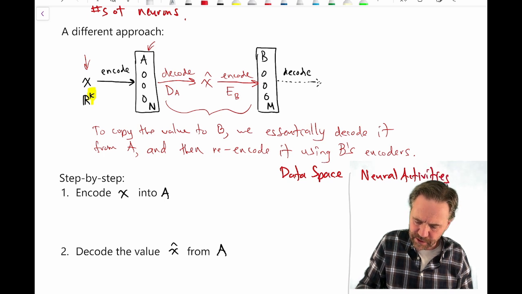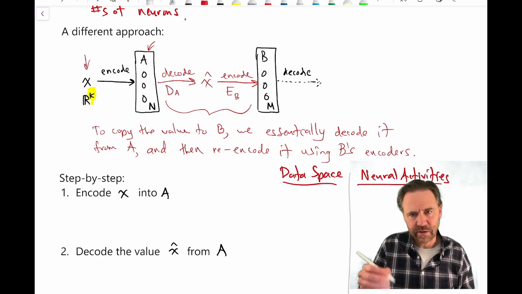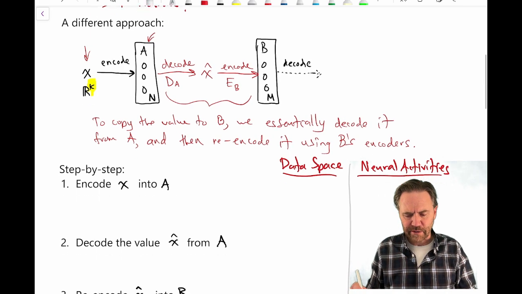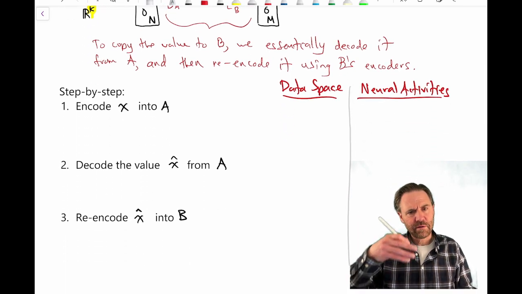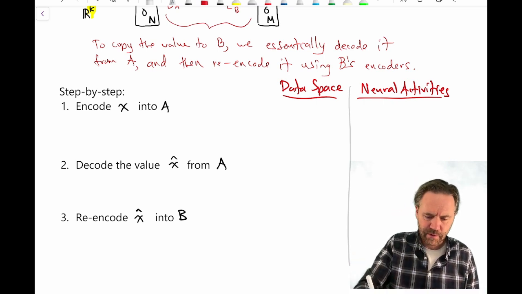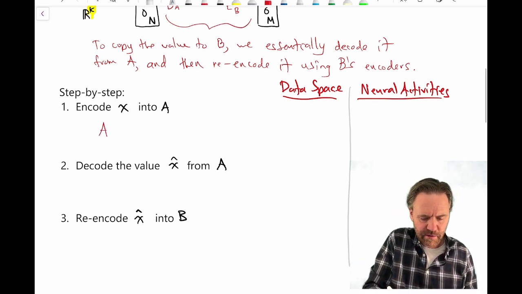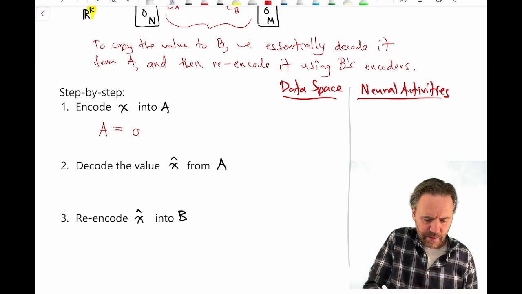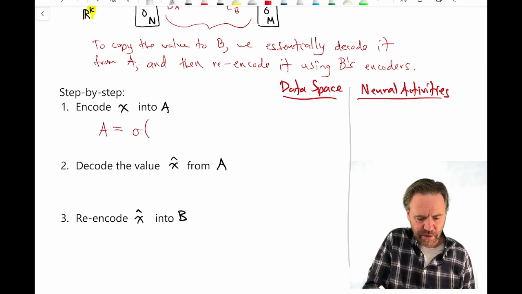Activities, I won't write space. Data space and neural activities. Two different vector representations of the same thing. Okay, so now when we go to the first stage and we encode X into A, we basically get A, now that's a vector of activities of population A. It's some nonlinearity applied to the input current.